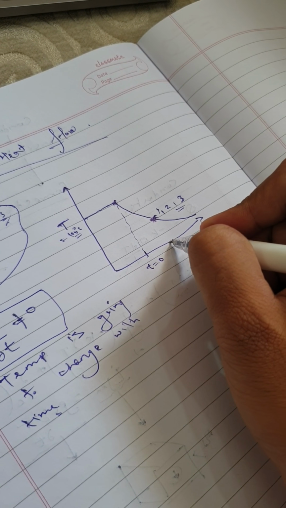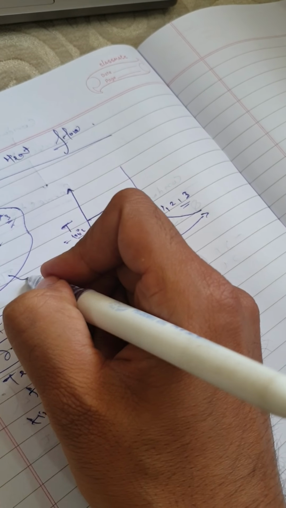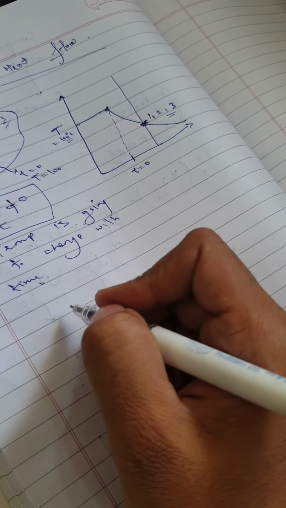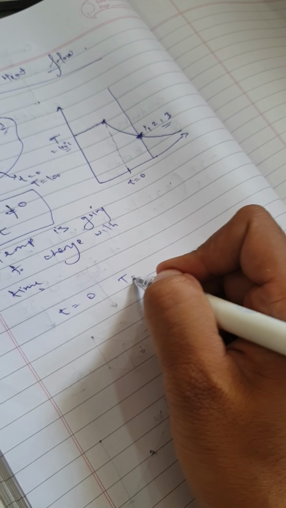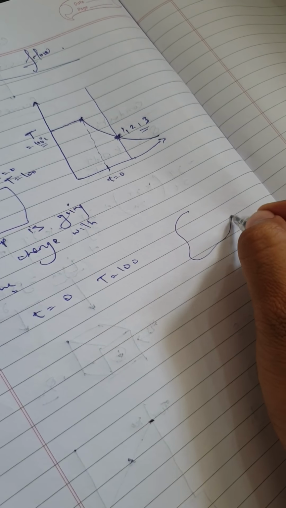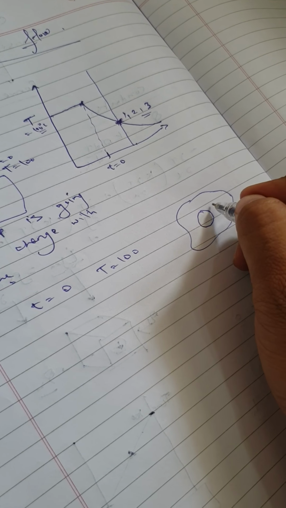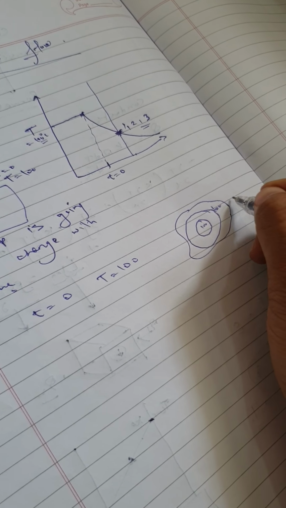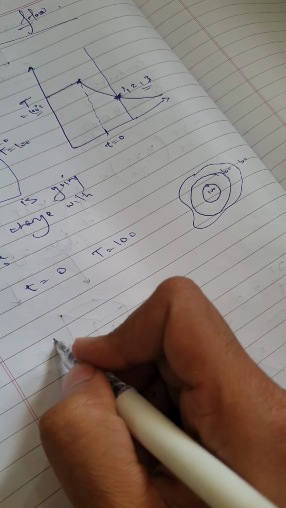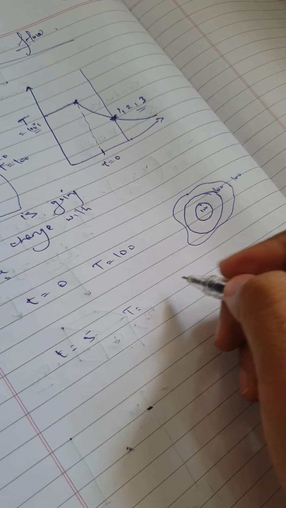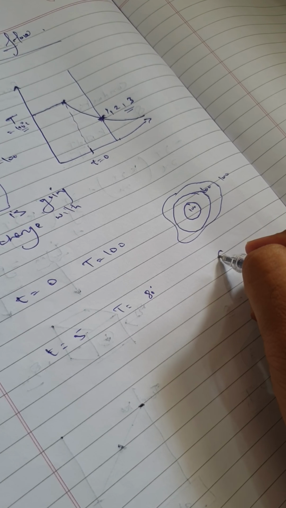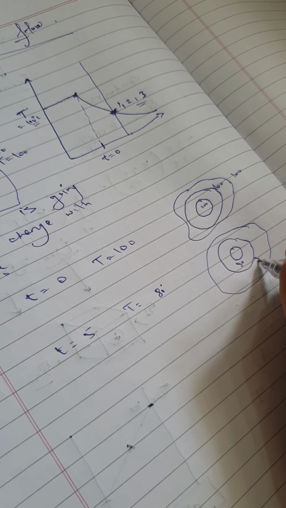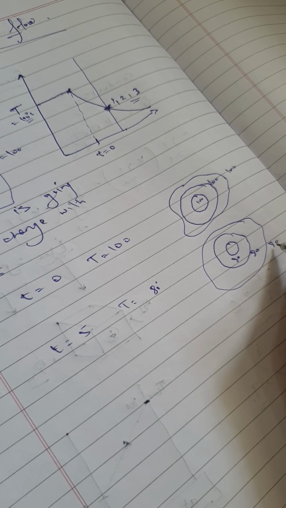its graph will follow like this in the transient state. So it is showing a particular instant of time. Suppose at t equal to 0, T is 100. So this is the case. Suppose you show different sections. So this is 100, this is 100, this is 100. Now at t equal to 5 seconds, T is equal to 80 degrees Celsius. So this is the whole body. Then the whole body will be at a temperature of 80 degrees Celsius.